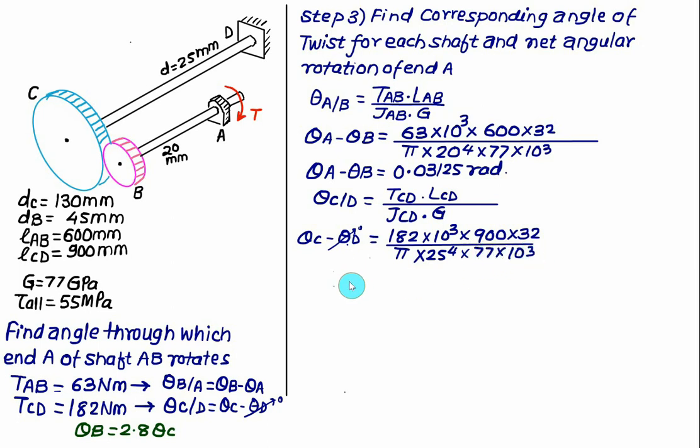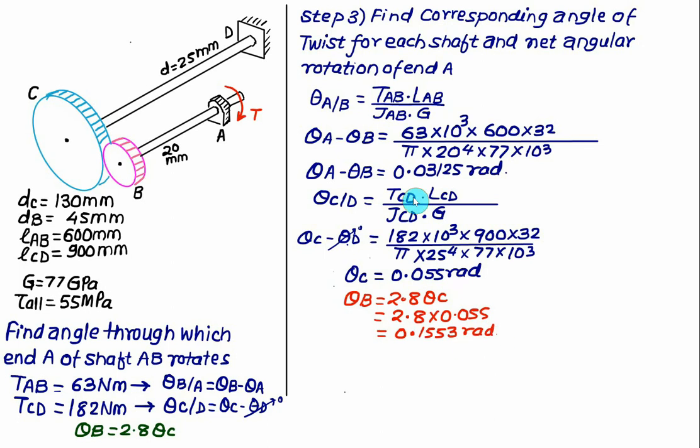So we have theta C minus 0. This value is the absolute value of theta C, and this value of theta C comes out to be 0.055 radian. Now we know the value of theta C, and we have a relation between theta B and theta C, so we can calculate the value of theta B. We have theta B equal to 2.8 times theta C, that is 2.8 times 0.055, which is equal to 0.1553 radian.